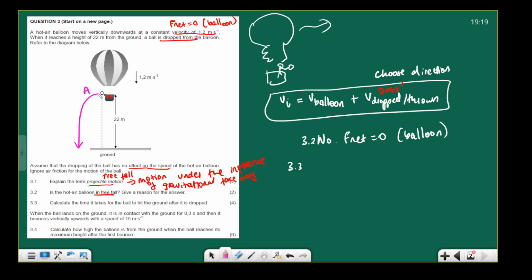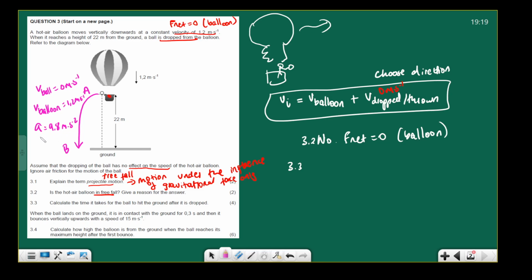Then we say A is from when the ball was not dropped, and then B is when now the ball reaches the ground. Information we have from A to B is that at A we know that the velocity of the ball is 0 meters per second, isn't it? It has to be 0. Why? Because it is dropped. And then the velocity of the balloon is gonna be 1,2 meters per second. And then we do know the acceleration, right? It's 9,8 meters per second squared.